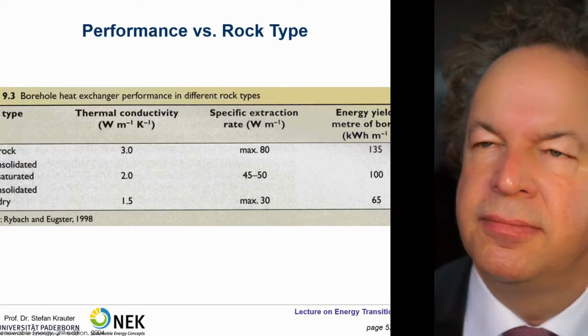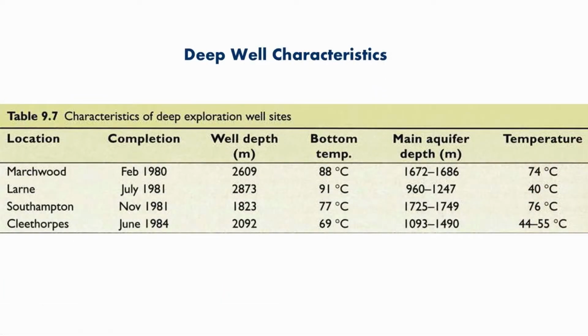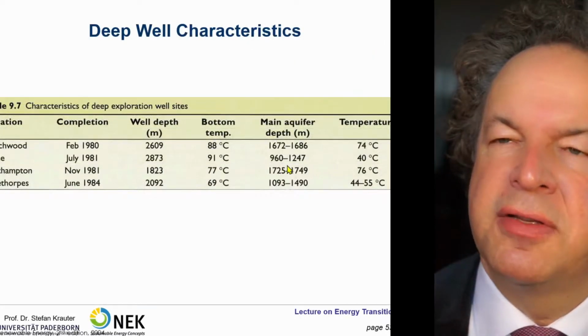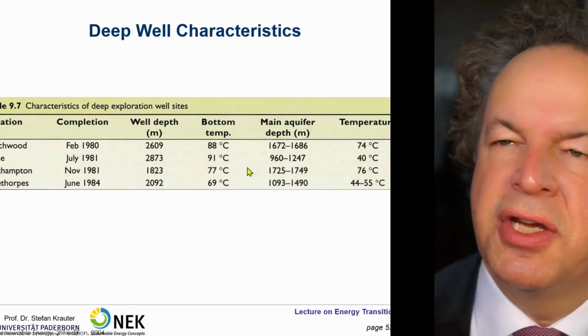So you have some examples here from different deep wells, exploration holes, with different temperatures. Here you see a difference between the bottom temperature and the upper temperature. This could be quite different; it depends on the depth, the insulation, the rock formation and so on.